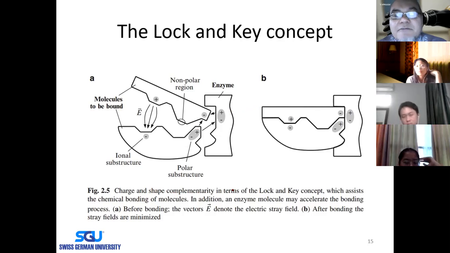The charge and shape complementarity in terms of the lock and key concept assists the chemical bonding of molecules. In addition, an enzyme molecule may accelerate the bonding process. This is before bonding and after binding.